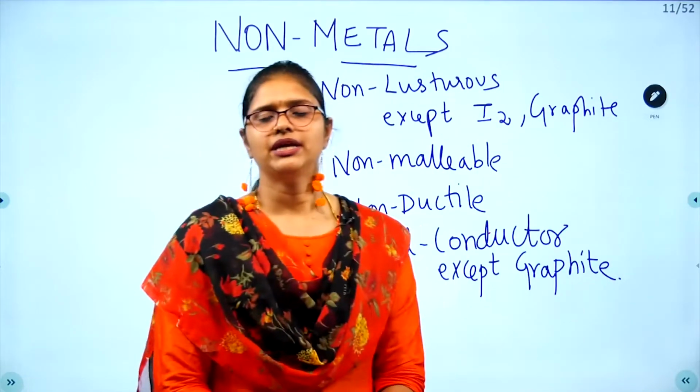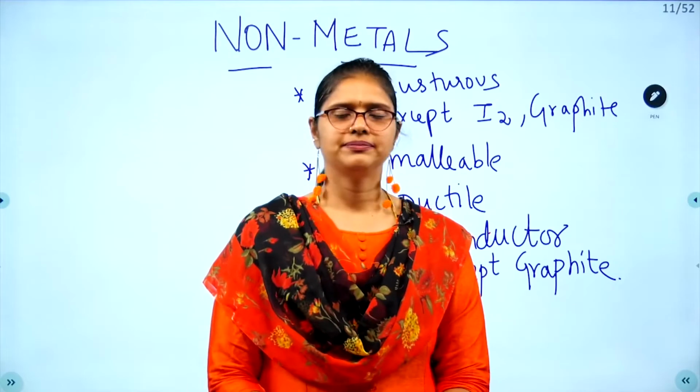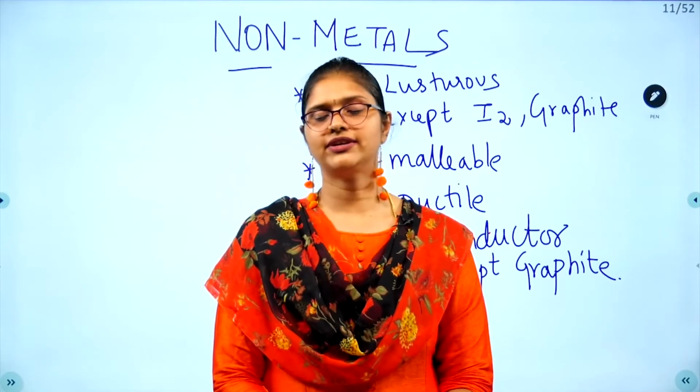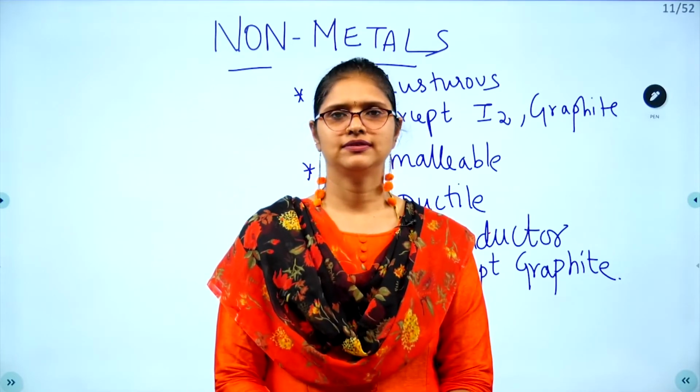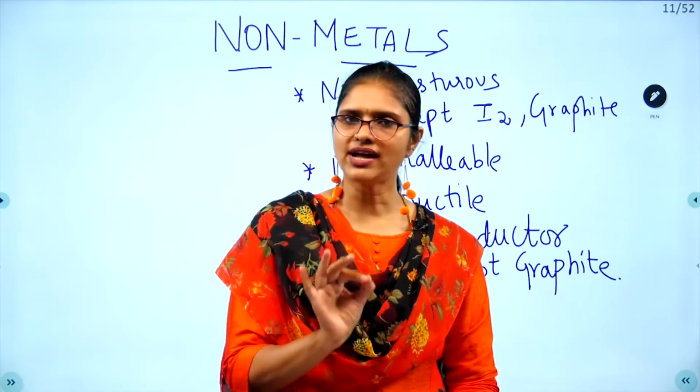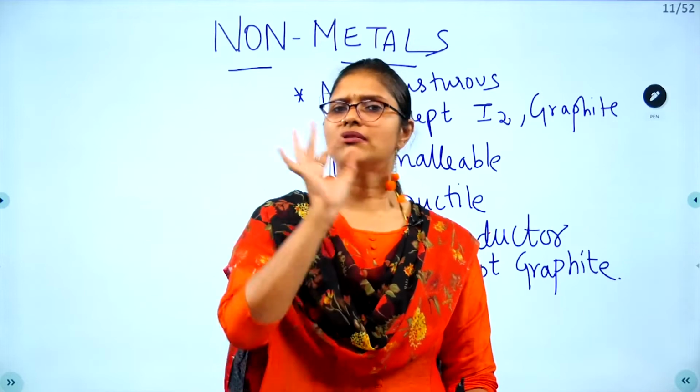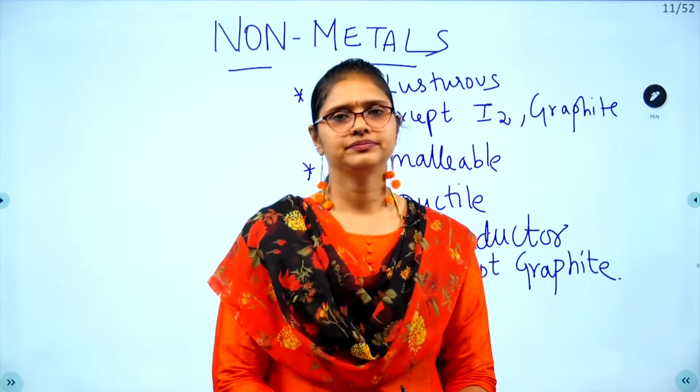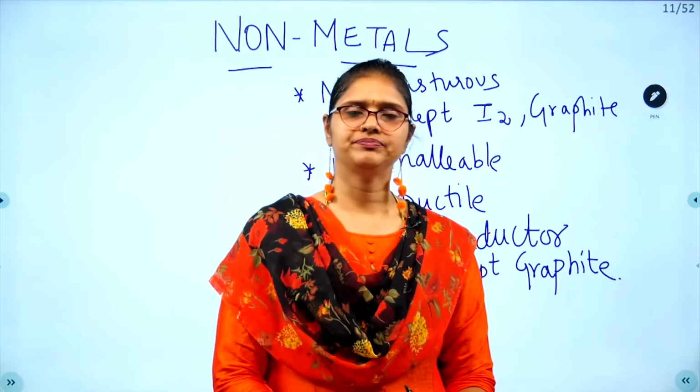Can anyone tell me what is graphite? Graphite is made up of which element? And what is diamond made up of? So graphite and diamond are all made up of carbon. You know carbon is a non-metal.